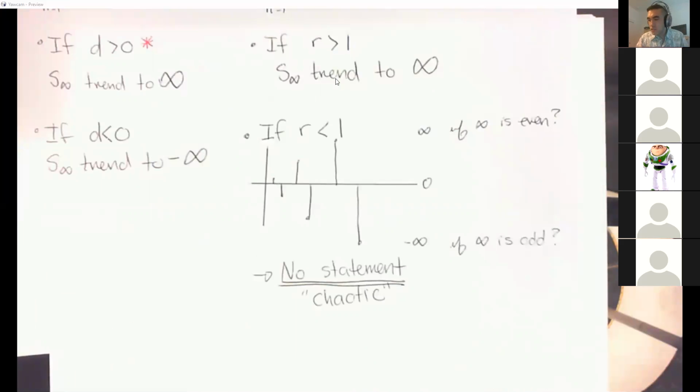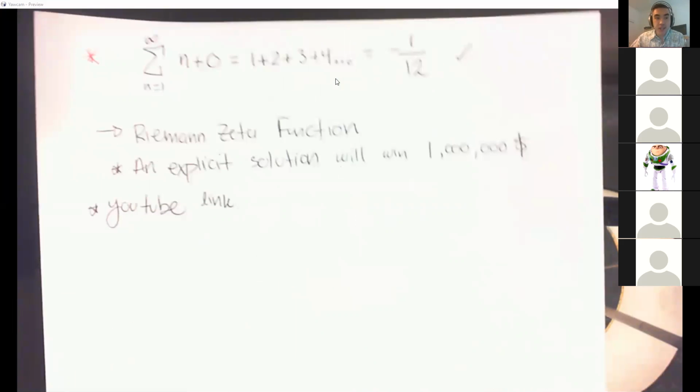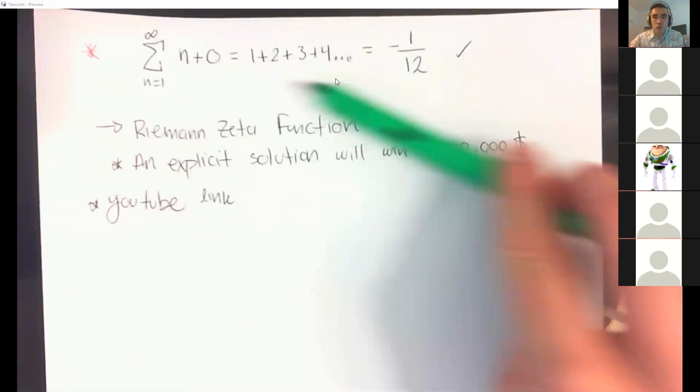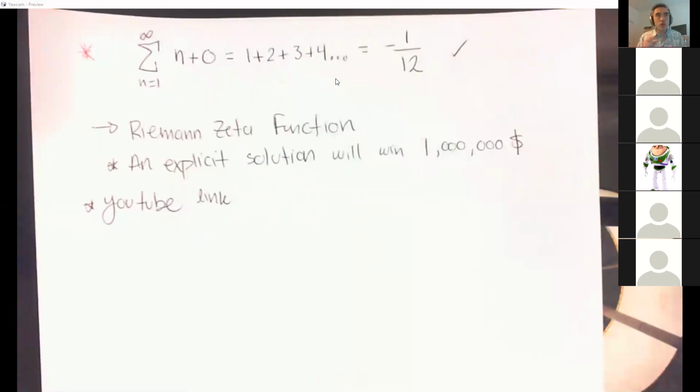Okay, that's good stuff. But like I said, I'll post a YouTube video on the argument for why this goes to -1/12. I think the video was good. You'll get a flavor for graduate-level mathematics, and it also talks a little bit about the $1 million prize offered for explicit solutions to the Riemann zeta function.